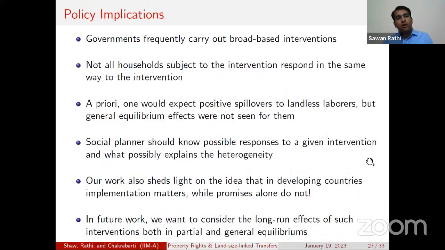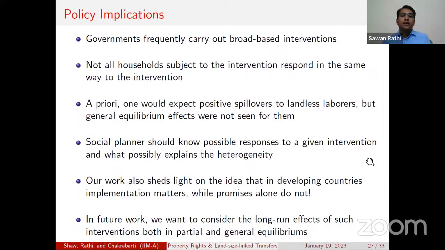Finally, talking about the policy implications of our study. So as we said, governments frequently carry out, I mean, we probably hear of another scheme coming up every new month, either from the state government or from the central government. So generally, they are mostly broad-based interventions. What we need to understand is that not all households subjected to intervention, or which the government wants to help, are actually benefiting from the intervention.